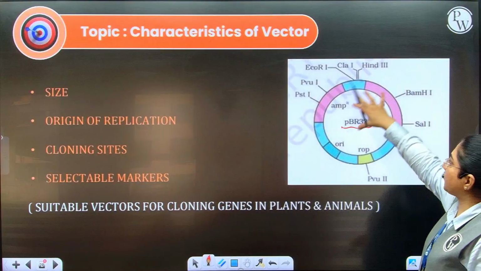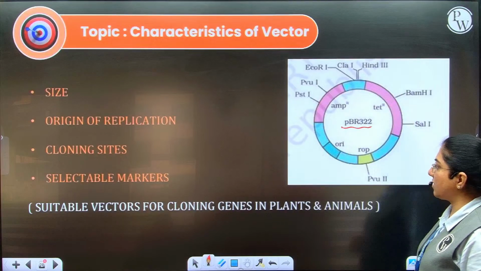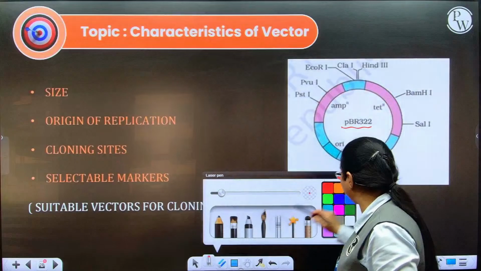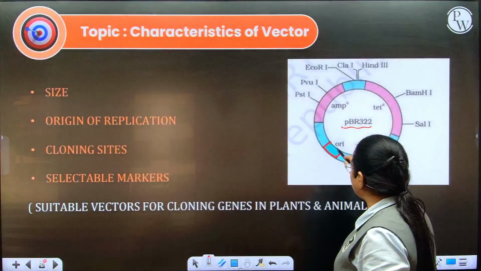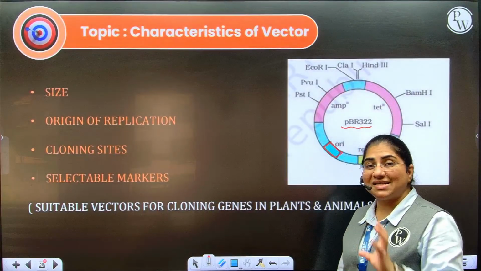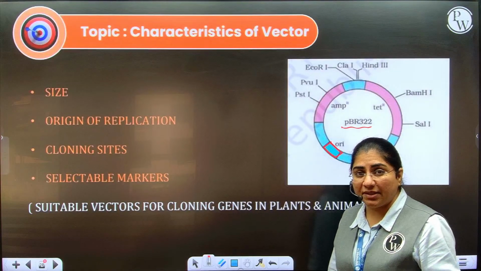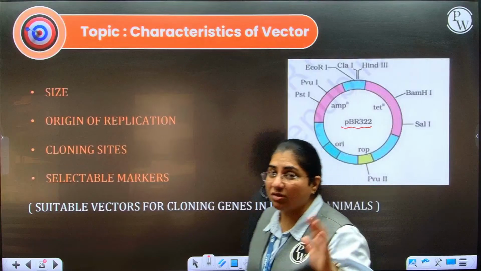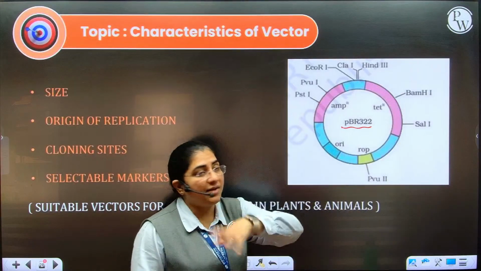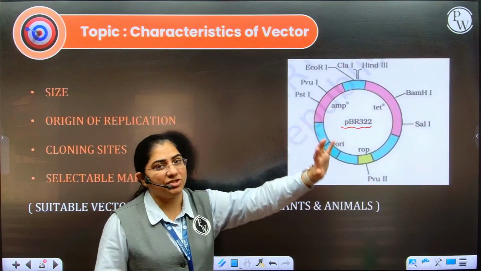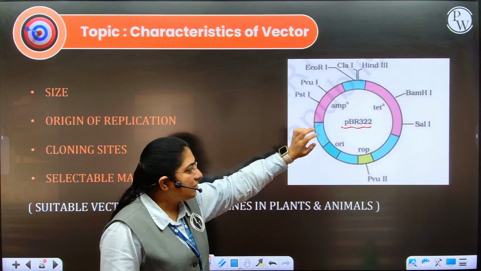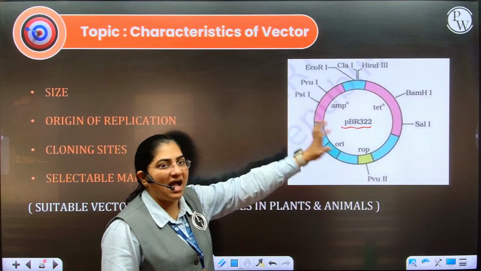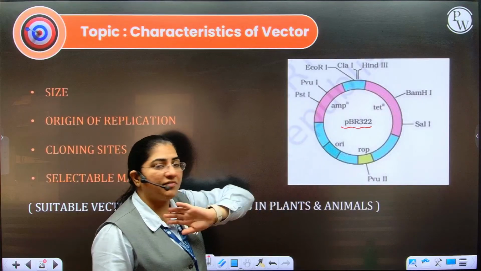This PBR322, this is the structure given in the NCERT, where if we go clockwise, you can see there is ori which is present. This ori is origin of replication, which will decide the copy number of the plasmid, and will also help in replication of the plasmid. Thereby, it will also help in replication of our gene of interest. So, any foreign DNA, when linked to the plasmid should have an ori, without which it is not possible.